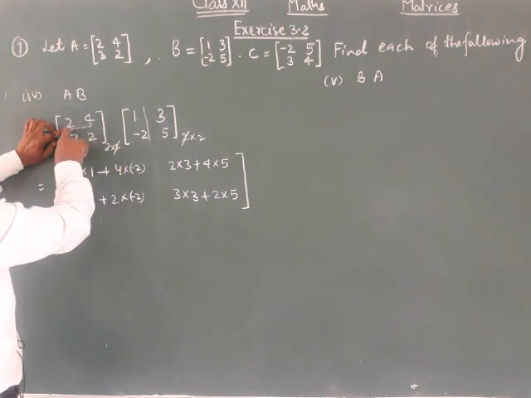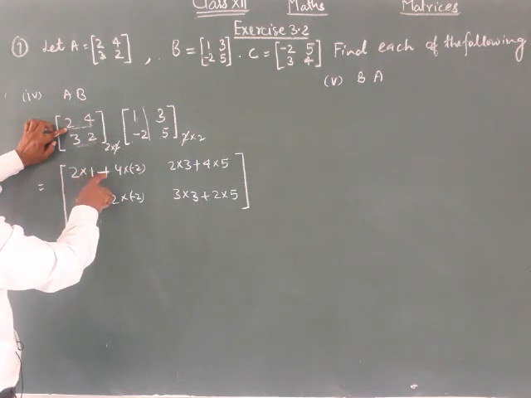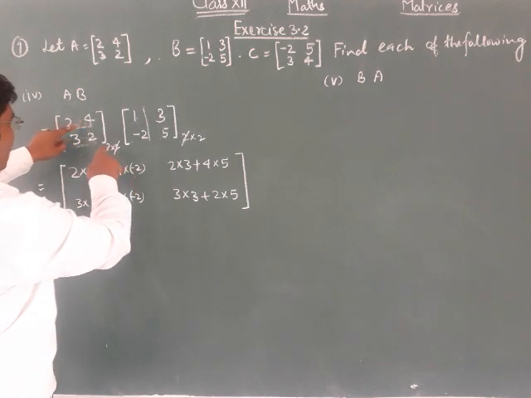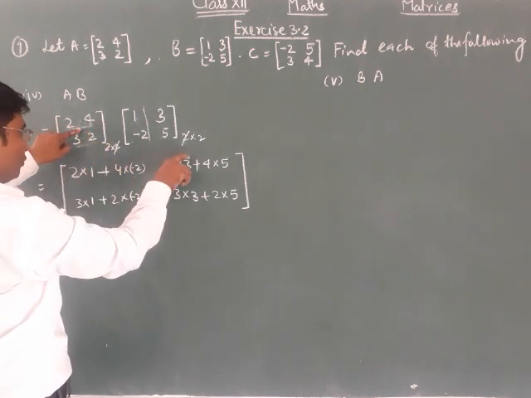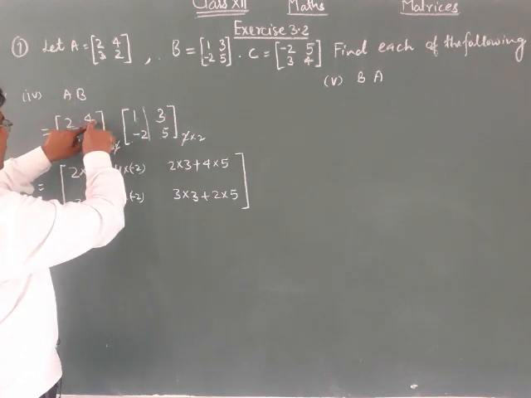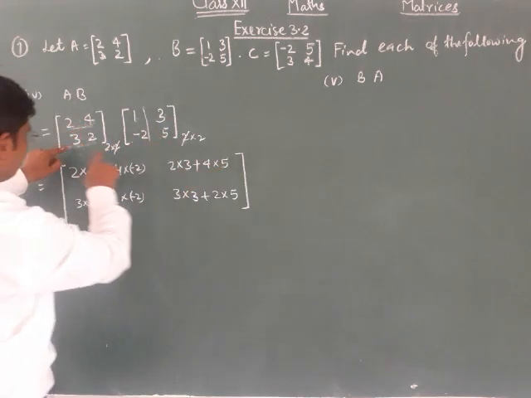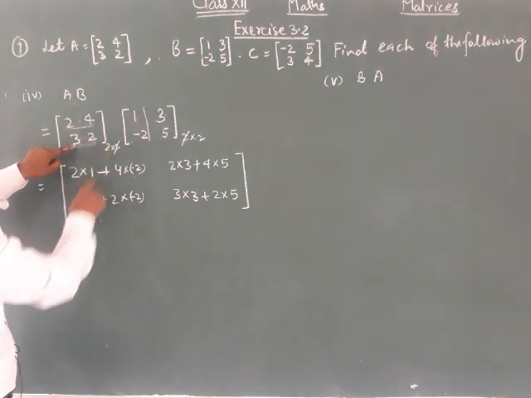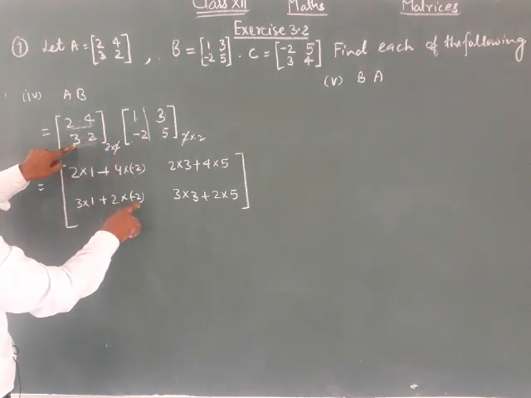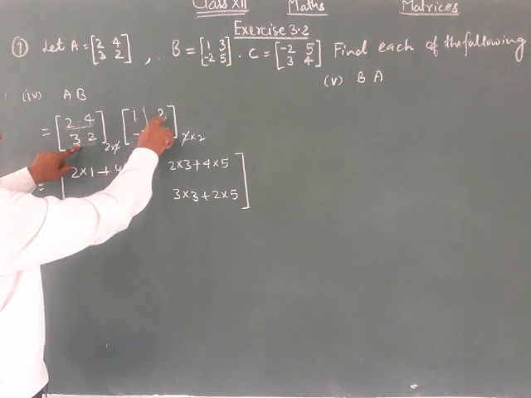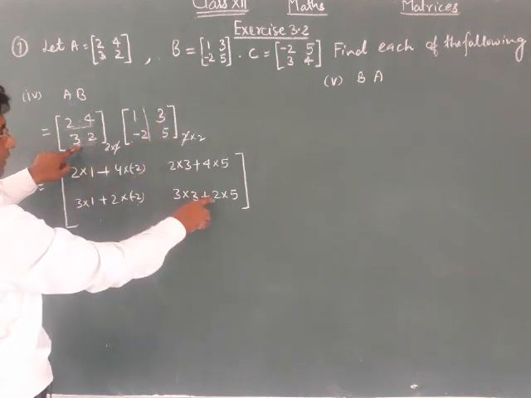So first element with first element, 2 into 1 plus 4 into minus 2. First row and second column: 2 multiplied by 3 plus 4 multiplied by 5. Second row and first column: 3 into 1 and 2 into minus 2. And second row, second column: 3 multiplied by 3 and 2 multiplied by 5.